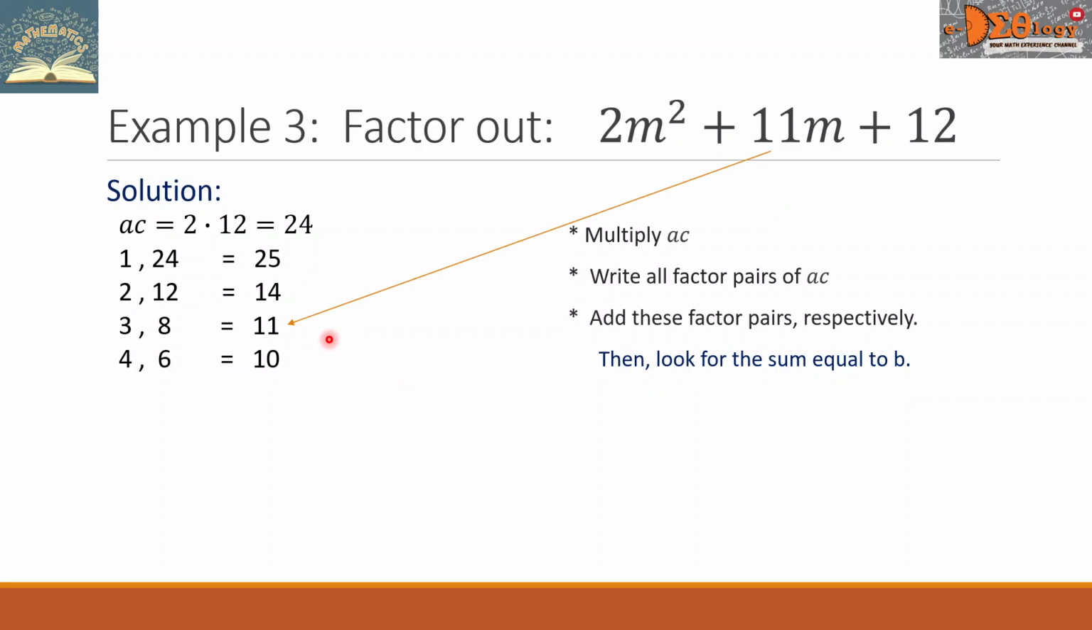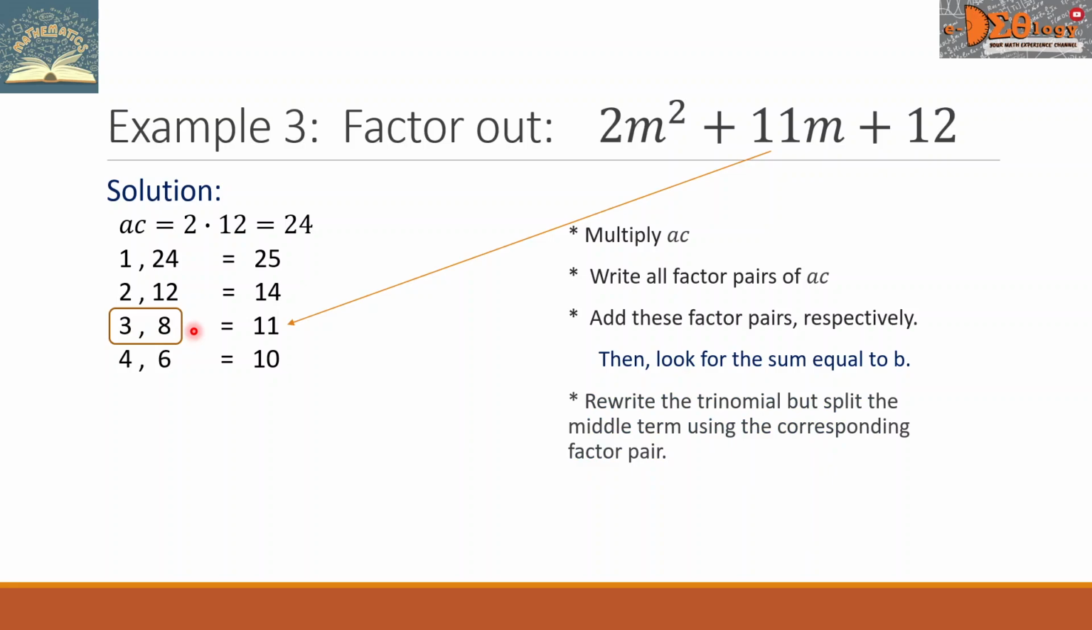Thus, the factor pair that we need is the 3 and 8. Now we're going to rewrite the trinomial, but split the middle term using the corresponding factor pair. So the 2m squared is here, the 11m becomes 3m plus 8m, and the plus 12 we copy down here. So from trinomial, it becomes polynomial. We will now solve this by factoring by grouping.